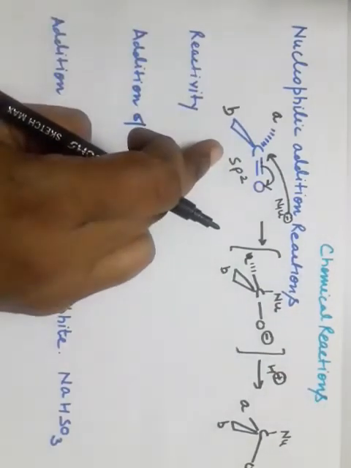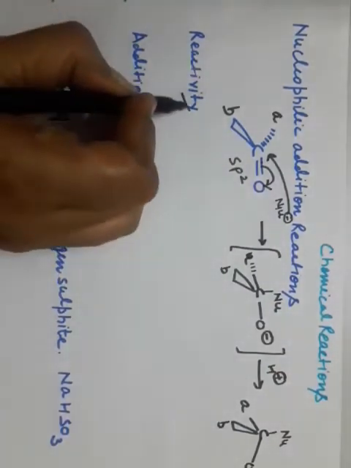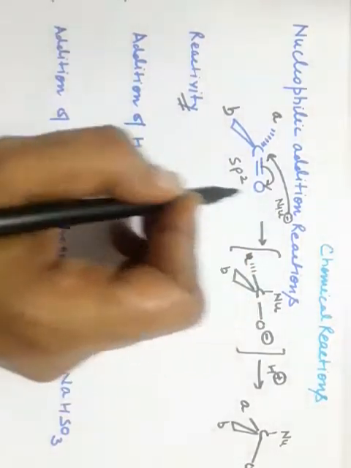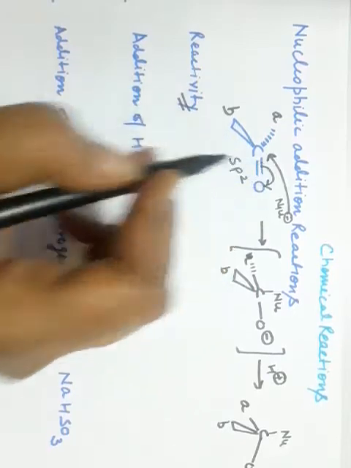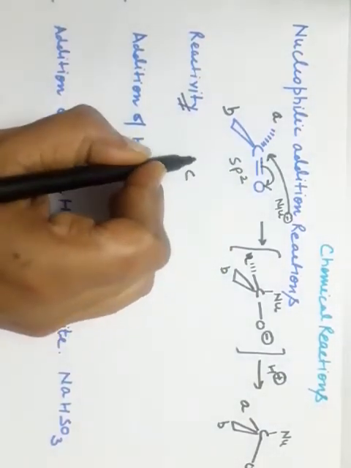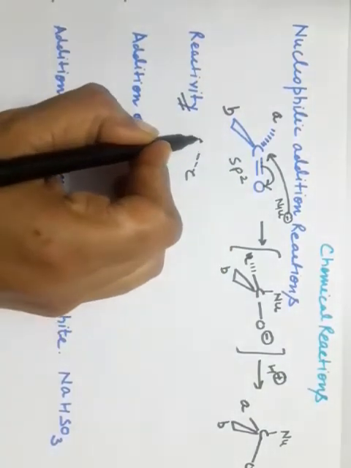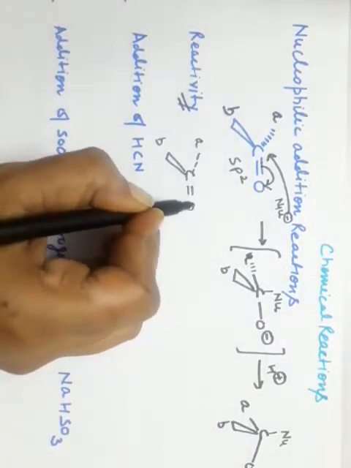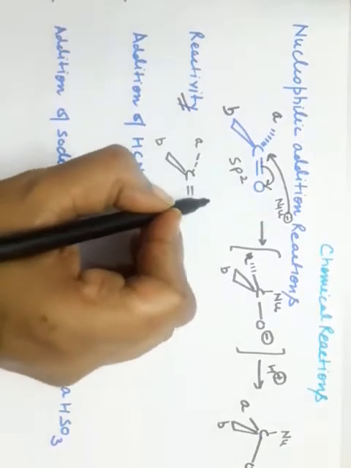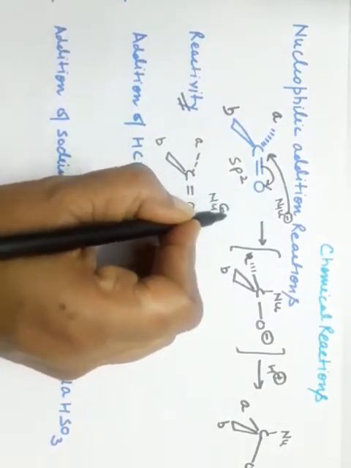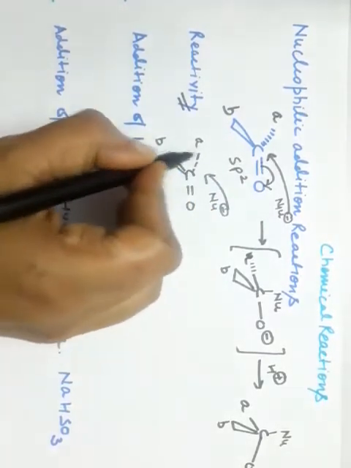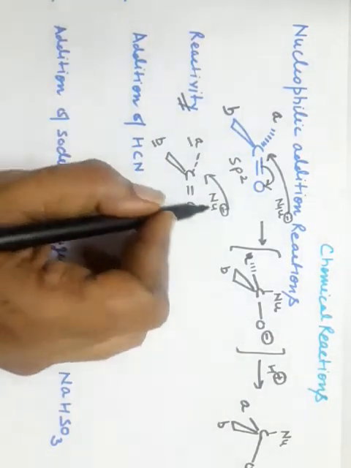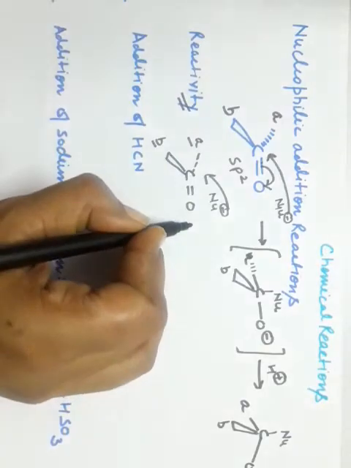See students, now we have to compare the reactivity among the aldehyde and ketone. The nucleophile has to attack the carbonyl site. So if there is steric hindrance, as in the case of ketone, the addition of the nucleophile is difficult.